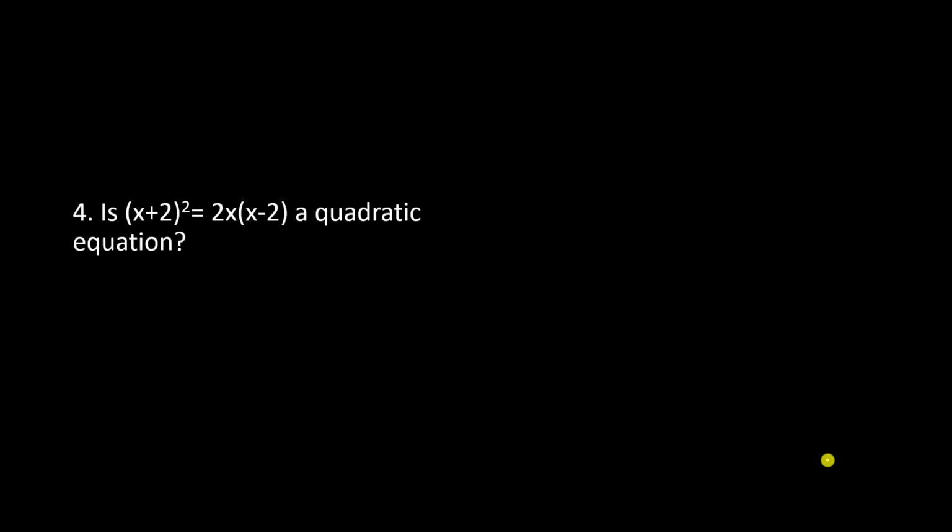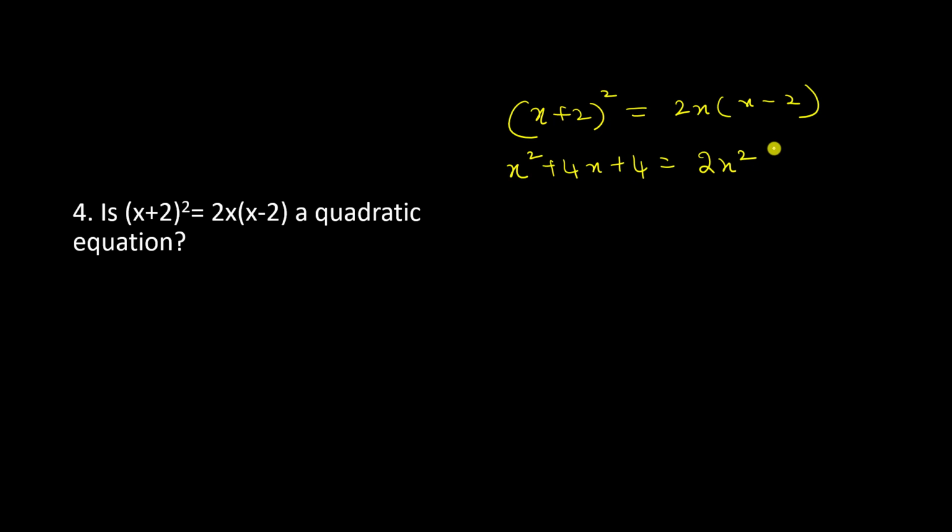Fourth question. Is x plus 2 the whole square equals 2x times x minus 2 a quadratic equation? Here, let's convert this into a standard form by expanding the terms. X plus 2 the whole square is equal to 2x times x minus 2 implies that x square plus 4x plus 4 equals 2x square minus 4x.